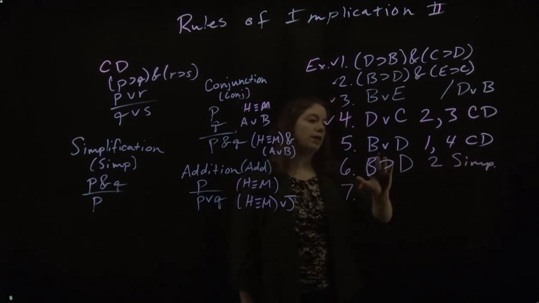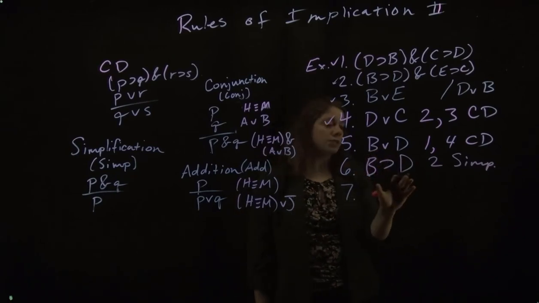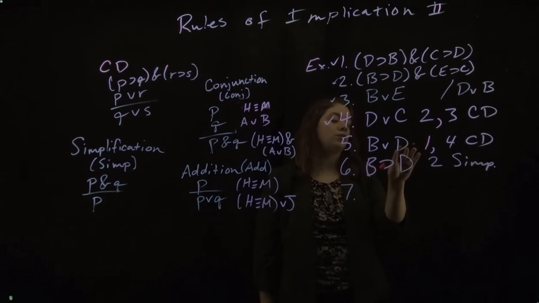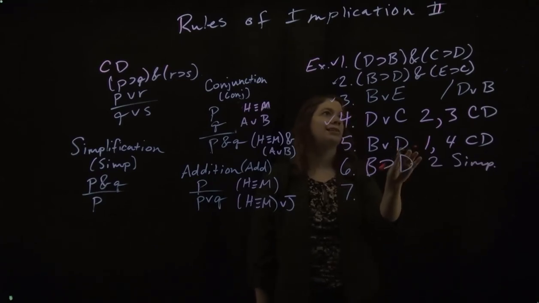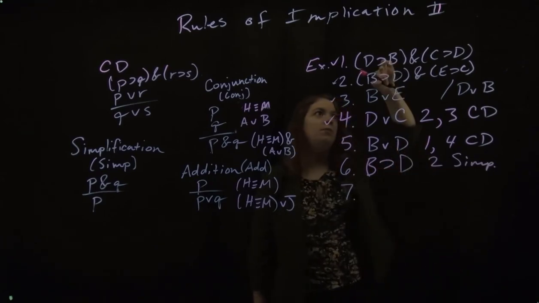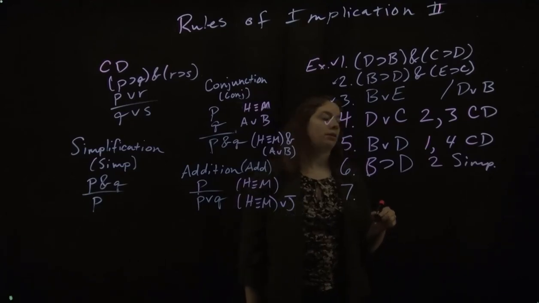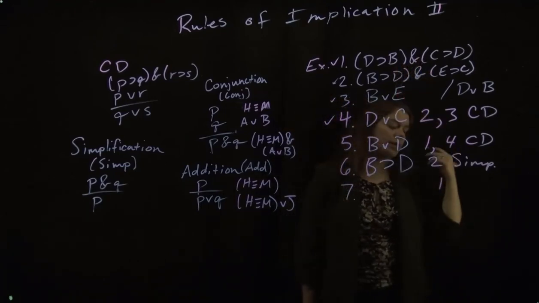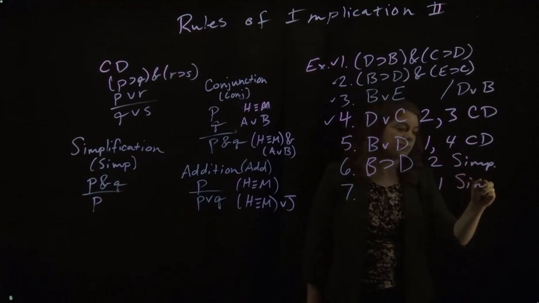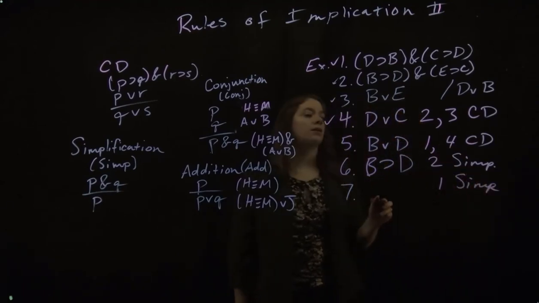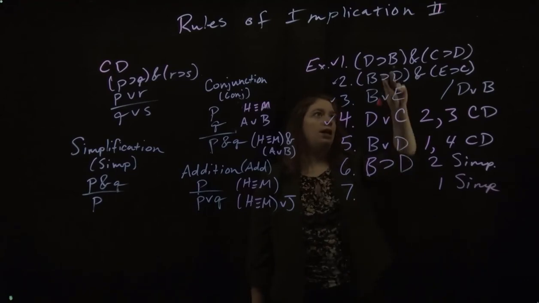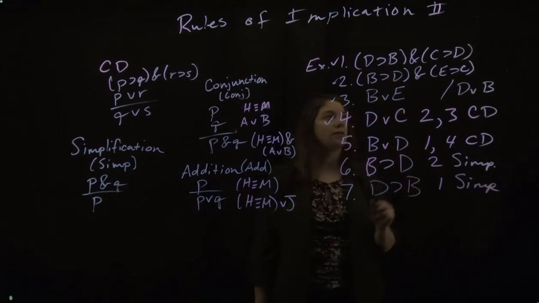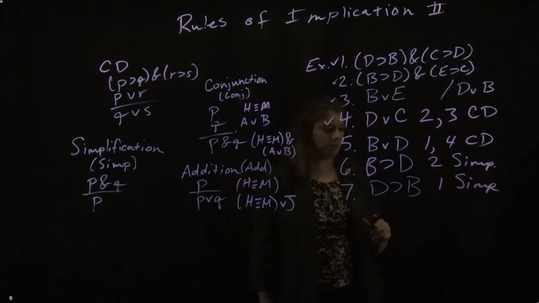So we got one side of our conjunction that we want, but we want to find a conditional that has D as the antecedent. Well, where do we see that? We see one here on line 1. Once again, because the main connective here is an ampersand, we can do simplification. So we can derive out D horseshoe B.